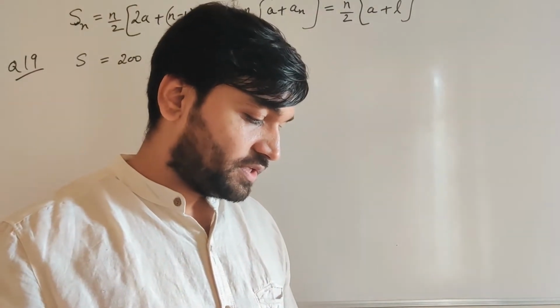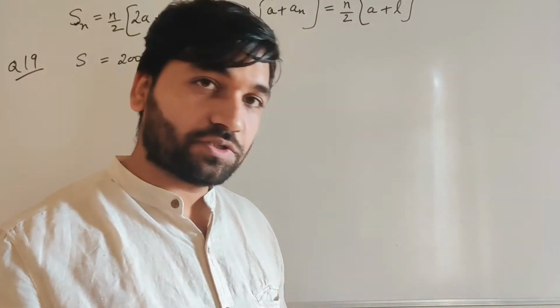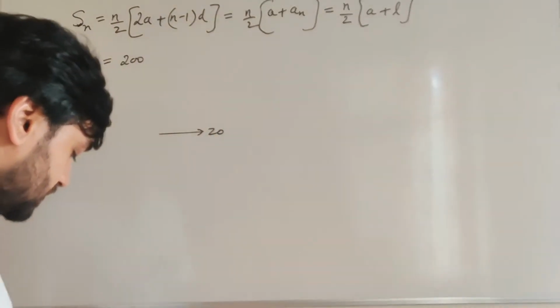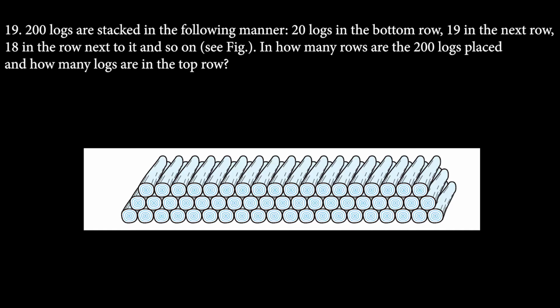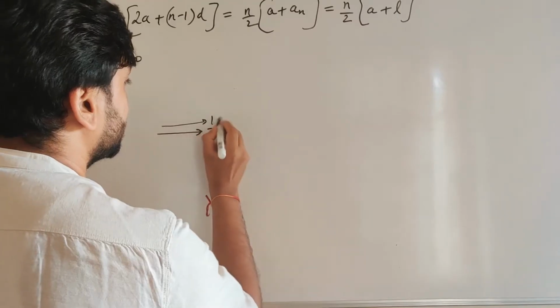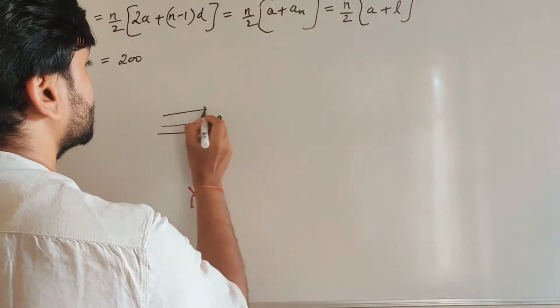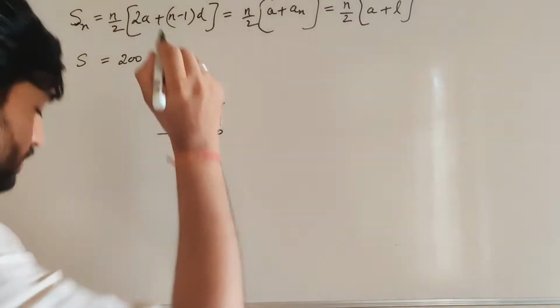Now these logs, there are 20 logs in the bottom row. So let us say this is the bottom row. There are 20 logs. 19 in the next row. 18 and so on. 18 here and so on. Alright.